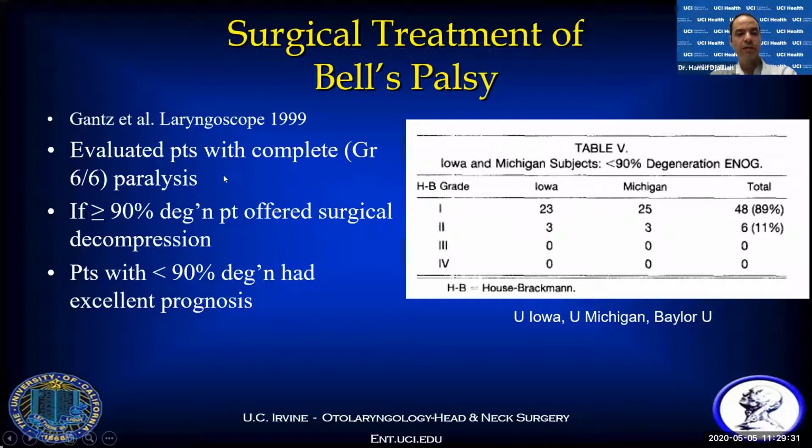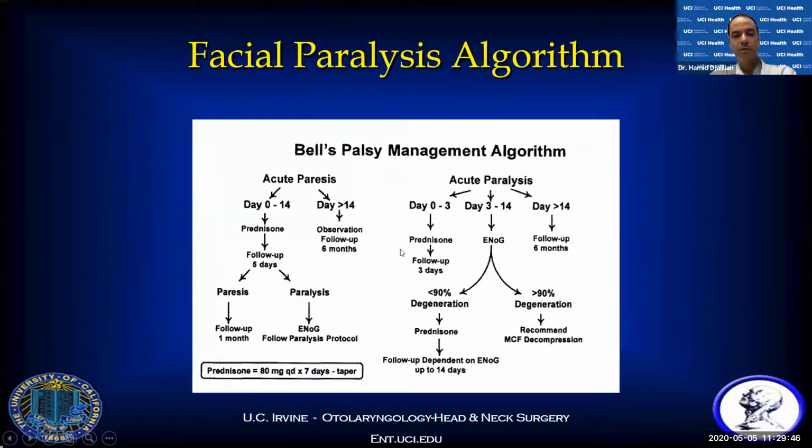So these are people who had greater than 90%, they had complete paralysis, and then they looked at what happens if some of these people end up getting surgery and some of them end up getting medical therapy. This is the algorithm they came up with. Paresis, which means partial weakness, then you do nothing because they're going to get better. However, if they get full paralysis, then you have to get an ENOG to figure out what's going on.